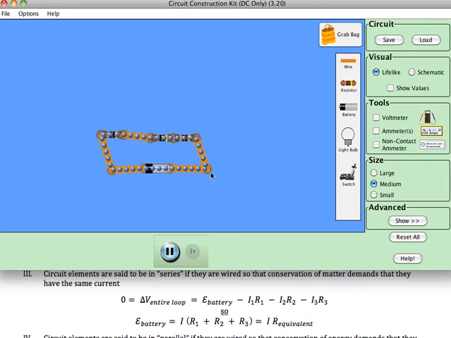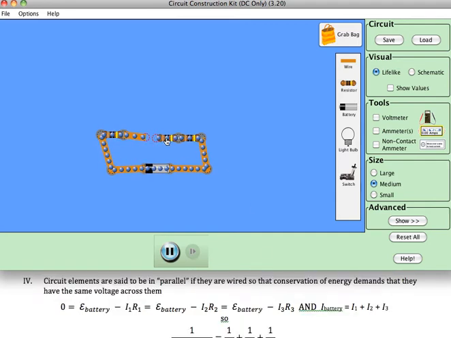Equivalent resistance just means if I took these 3 out and put in only one resistor, if that one resistor had the resistance equal to the sum of those 3, and I had the same battery, then I would get the same current. That's what equivalent means.